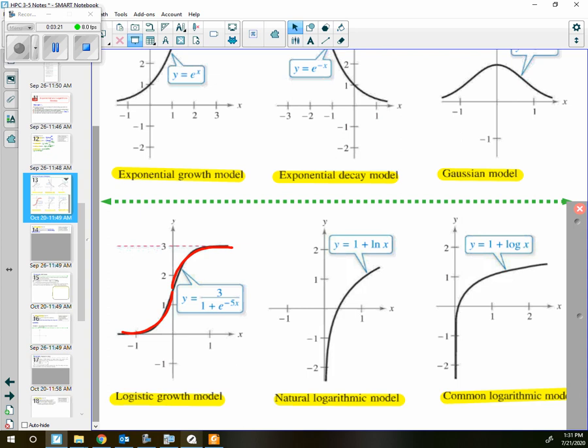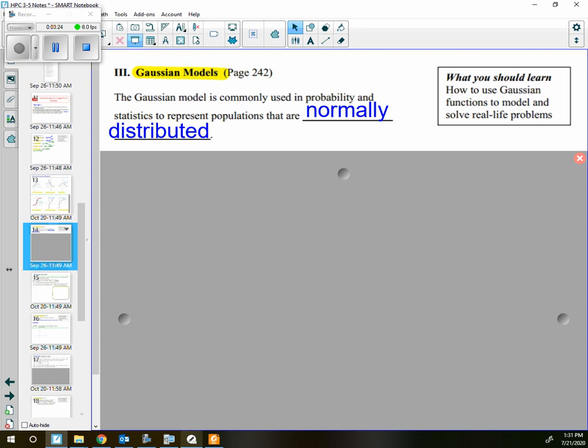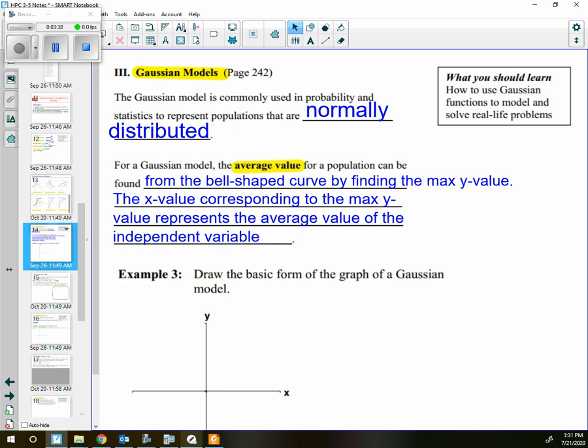So we're going to look at examples of all of these things, and we'll be graphing on our calculator too. Let's start with Gaussian. Gaussian models are used a lot in probability and stats to represent populations that are normally distributed. When we think about the normal distribution or normal curve that you talk about in Algebra 2, a Gaussian model means the average value for a population can be found from this bell-shaped curve by finding the maximum y value. That maximum y value corresponds to the x value that is the average for that population.